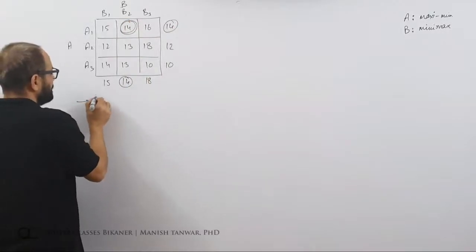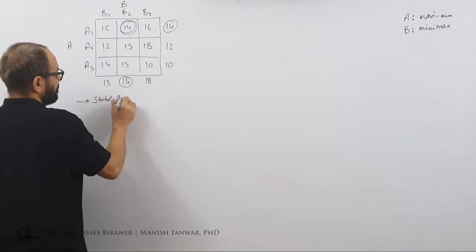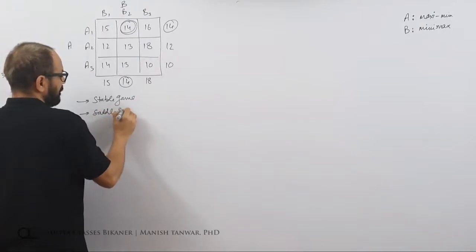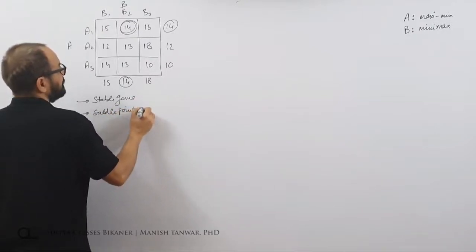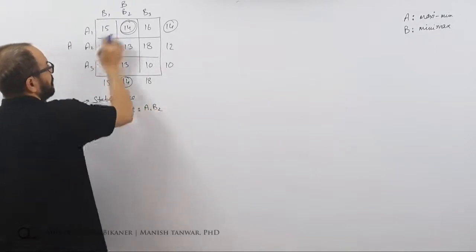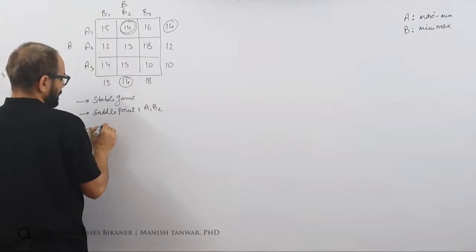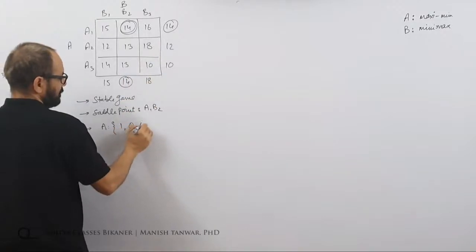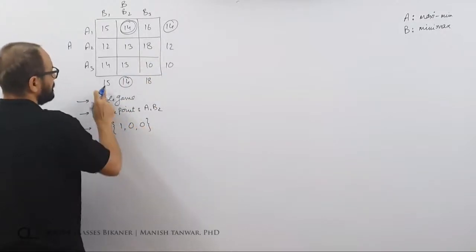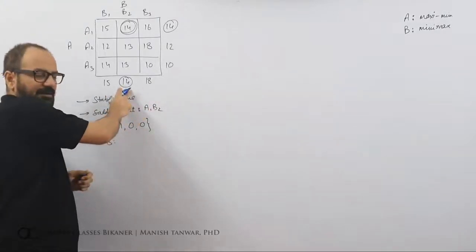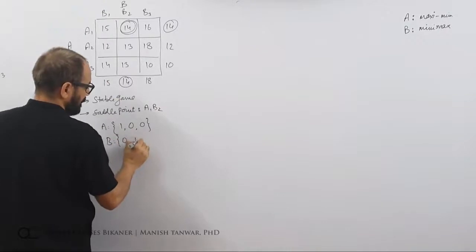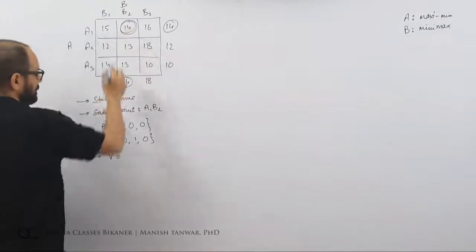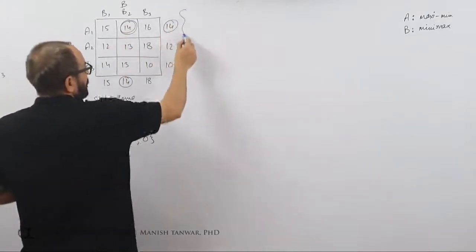So my submission is that it is a stable game. It has a saddle point. Obviously, every stable game has a saddle point. The saddle point is at A1, B2. Strategy for A is 1-0-0. Strategy for B is 0-1-0. The selection gives me a 100% chance. And the value of the game is straightforward: the saddle point value, which is 14.